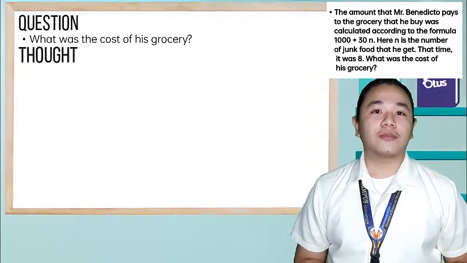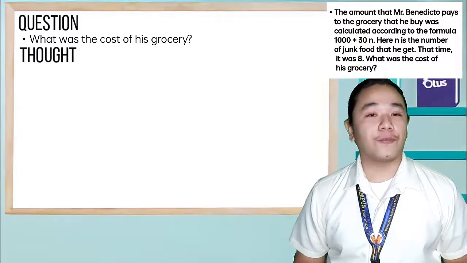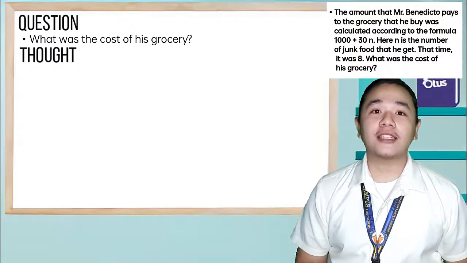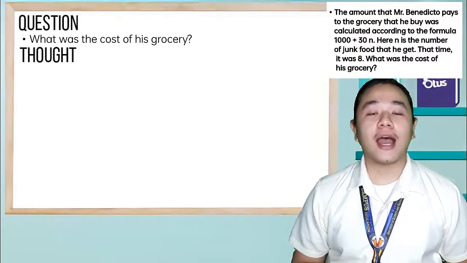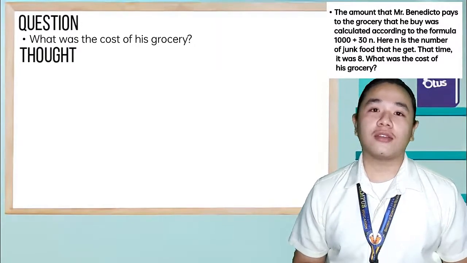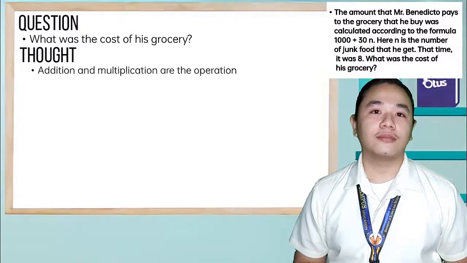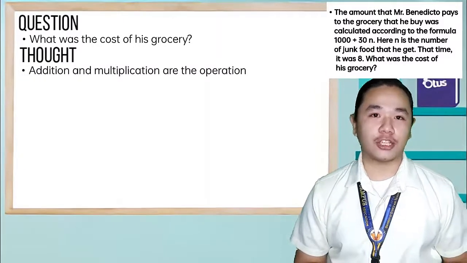Next, we have thought. Here in thoughts, you need to know what formula, operation, or process you will be using. You need to know your exact thought about the given question. So here, what do you think or what is your thought? Very good. The operation here is addition and multiplication.